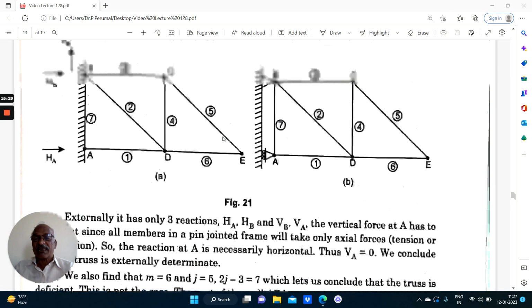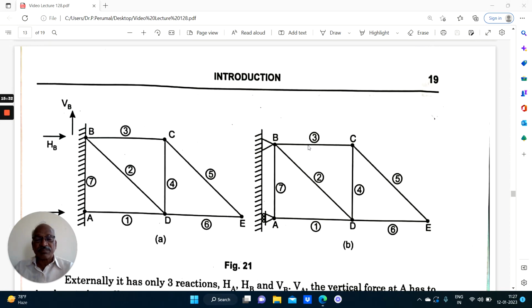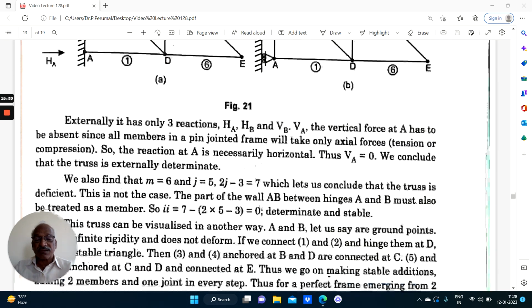Now for this truss, there are 7 members and 1, 2, 3, 4, 5 joints. The formula applicable is I equal to m minus 2j minus 3. Therefore, 7 members, 2 into 5 joints minus 3 equal to 0. This is the static indeterminacy. Actually, it is a determinate truss.